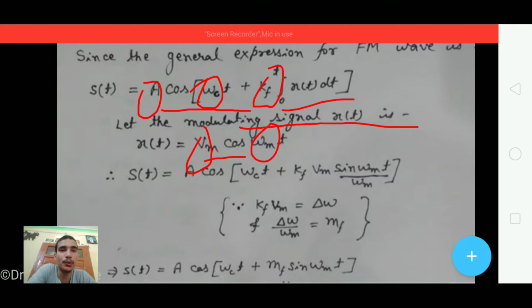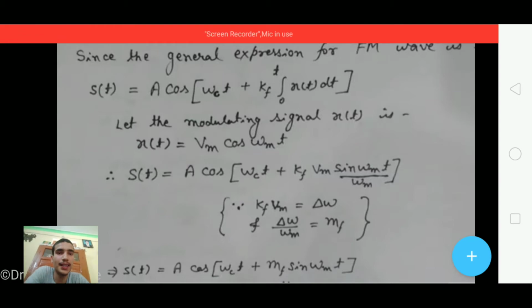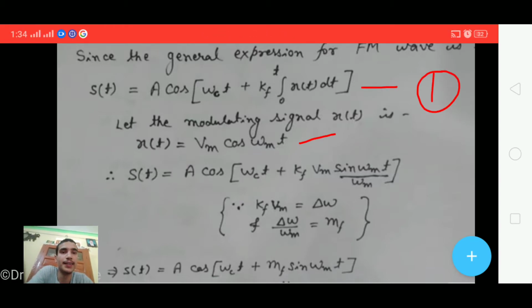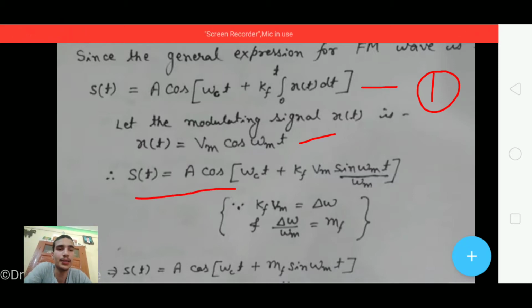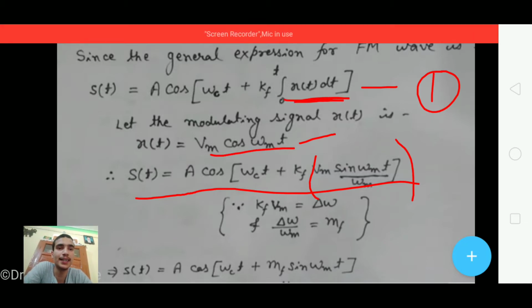By putting this x(t) in equation 1 and integrating it, we get s(t) = A cos(ωc t + kf Vm sin ωm t / ωm). This part comes when we put x(t) in and integrate it.